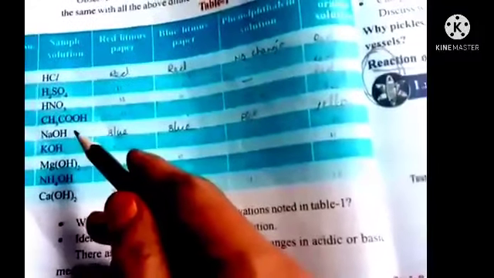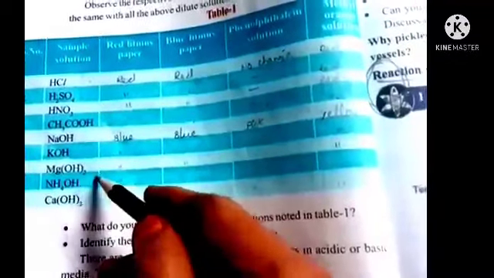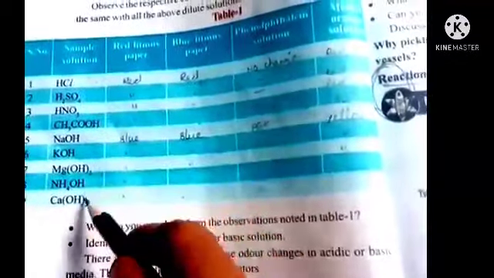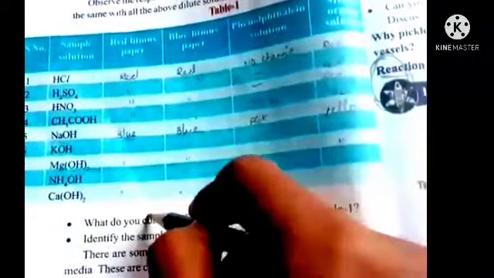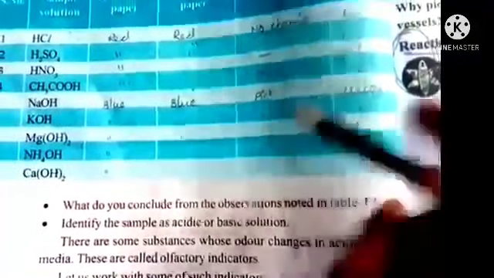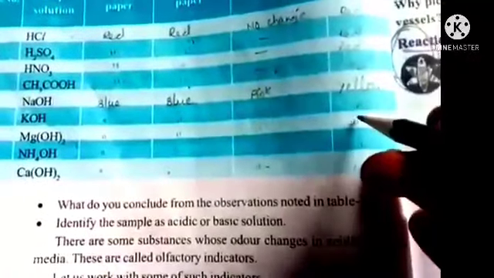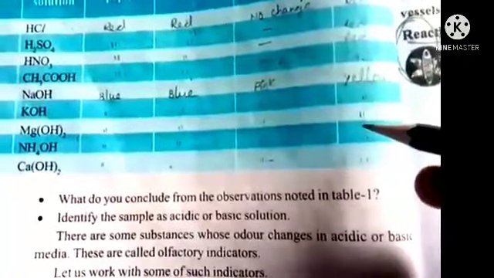Next one, bases: sodium hydroxide, potassium hydroxide, magnesium hydroxide, ammonium hydroxide, calcium hydroxide. These all are bases. Dip in the red litmus paper, and red litmus paper turns into blue litmus. Again, we take the blue litmus paper, there is no change. Then the phenolphthalein indicator turns into pink color. Methyl orange: acids are red in color, and bases are yellow in color. Acids are red in the methyl orange solution, and bases are yellow.